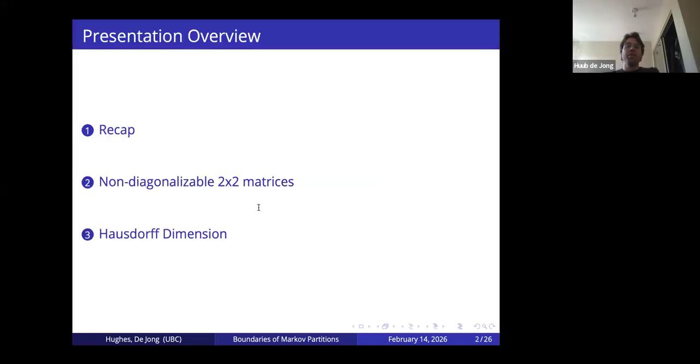So I'm going to briefly recap the setup just for the sake of completeness. I won't spend too much time on it. And then I'm going to dig into the case of non-diagonalizable two by two matrices, so the smoothness of Markov partitions in this case. And then I'm going to talk a little bit about the Hausdorff dimension. We have a fractal object, or a non-smooth object, and we want to know something about the Hausdorff dimension.